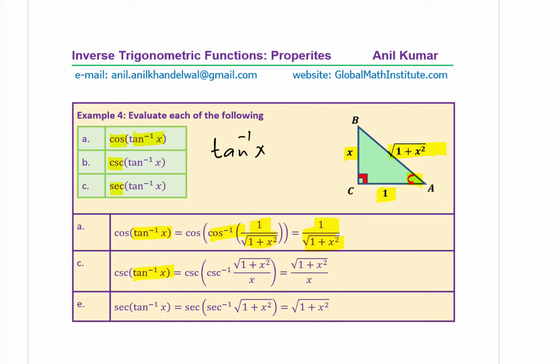The next one here is cosecant of tan inverse x. We need to write tan inverse x in terms of cosecant. So again, getting back to our angle A, cosecant will be square root of 1 plus x squared over x, and that becomes the answer in this case. The last, secant of tan inverse x, secant is relating the hypotenuse with the adjacent side. Now, hypotenuse divided by 1 will be the hypotenuse itself. So we get square root of 1 plus x squared as our answer. Clear? So that is how we are going to answer such questions.